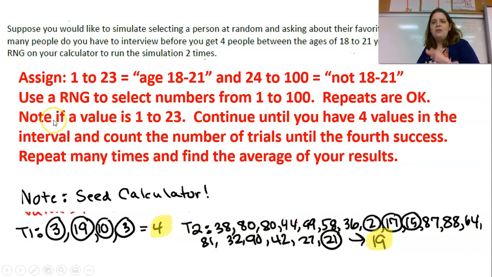So note if the value is 1 to 23. If it is, then you found somebody you were looking for. And you can continue until you found 4 values in that interval. You count the number of trials until that 4th success, and repeat that many times, and find the average.